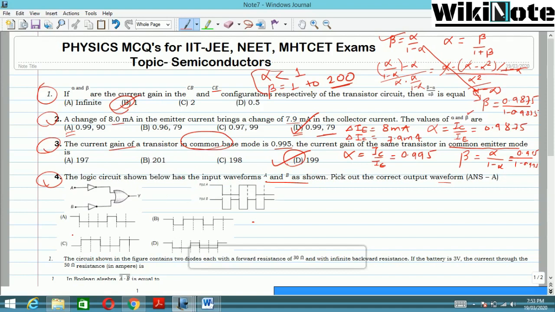The logic circuit shown in the figure, input waveforms A and B are shown. Pick out the correct output waveform. So don't look at the answer right now at this moment. That is just a copy paste input. Keep in mind how to tackle this kind of numerical. Always try to take down the dotted lines like this, so you have to check down this. Input A is 1 at this moment, and at the same time input B is also 1 for this time cycle.